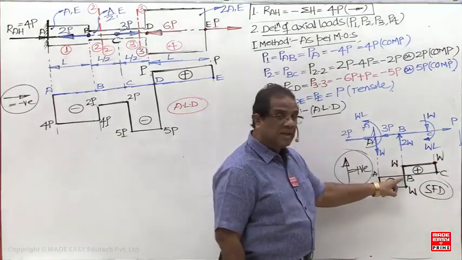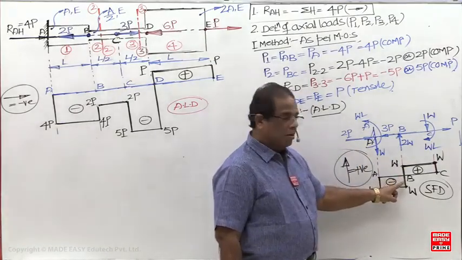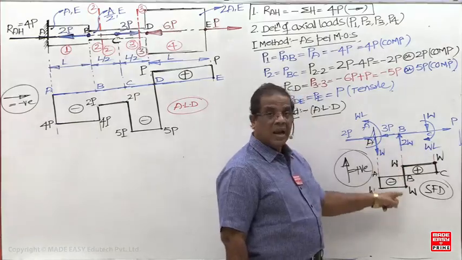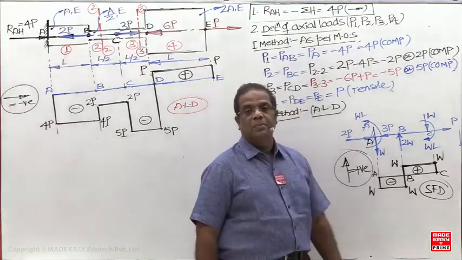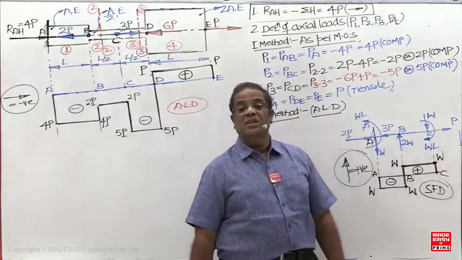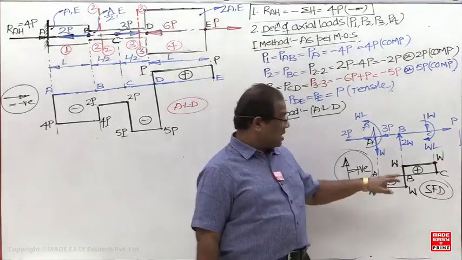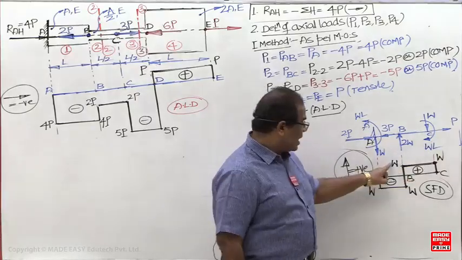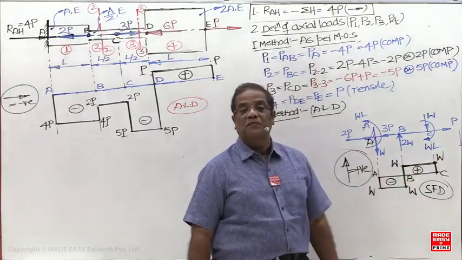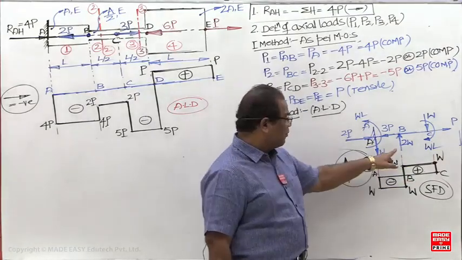But what is the shear force at B? The larger of these values, but both are equal. One is plus W, one is minus W. That's why you have written the shear force at B as plus R minus W. Suppose this is 2W and this is W, then I have to take 2W. But here both are equal in magnitude. Then what is the shear force? Plus R minus W. That's what you have studied.